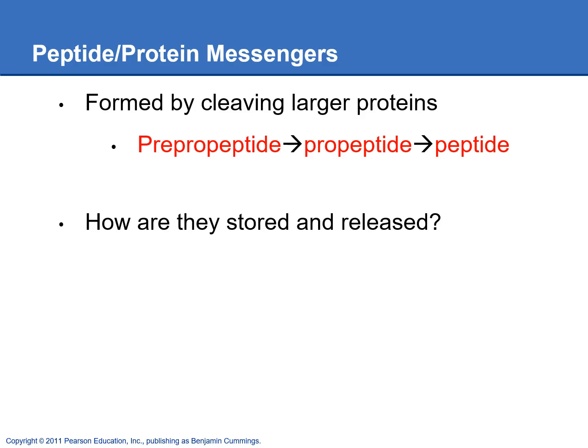All right, so how the protein messengers are made, they're going to start off as a larger protein called a pre-propeptide, and then pieces get cut off, and then it becomes a propeptide. And then more pieces get cut off, and then it finally becomes the active peptide. And that's what's going to bind to the receptor on the target cell. So these protein messengers are going to be stored in vesicles, and they will be released from the secretory cell by exocytosis.